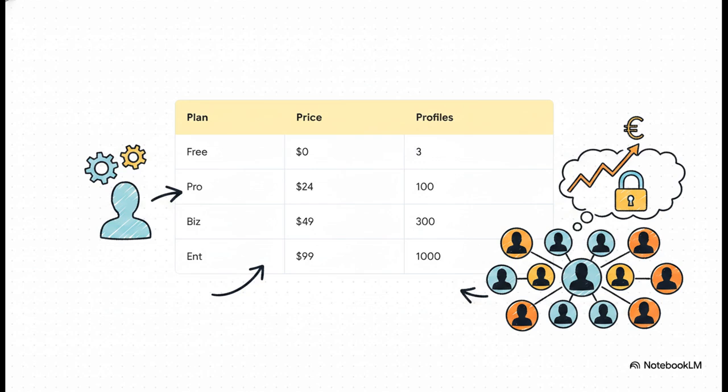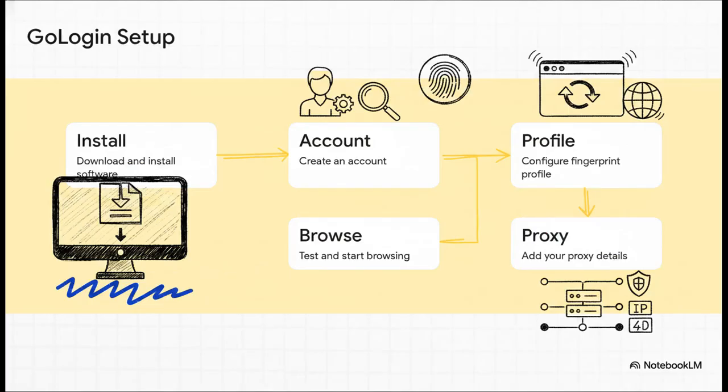But notice what happens when we look at team collaboration features. To get just 10 team member seats, you have to jump to the business plan at $49 a month, and the enterprise plan doubles that again. The cost scales significantly as soon as you need to collaborate, which, as we'll see, is a major point of friction in this industry.